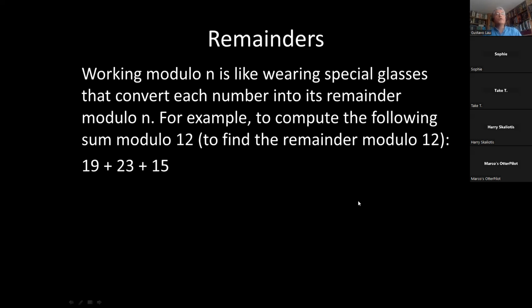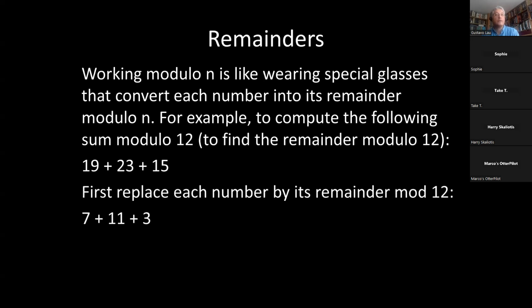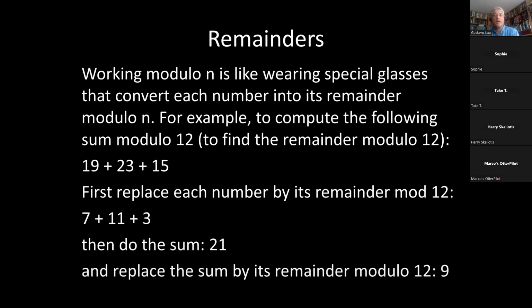So working modulo n is like wearing special glasses that convert each number into its remainder modulo n. For example, to compute the following sum modulo 12, you put your glasses on, and 19 becomes 7, 23 becomes 11, and 15 becomes 3. Then you do 7 plus 11 plus 3. Well, 7 plus 3 is 10, and then the sum is 21. And then you convert that into the remainder modulo 12, which is 9. Okay?